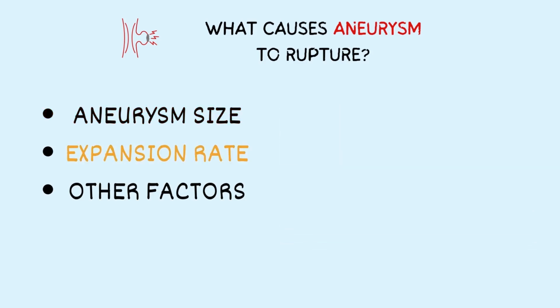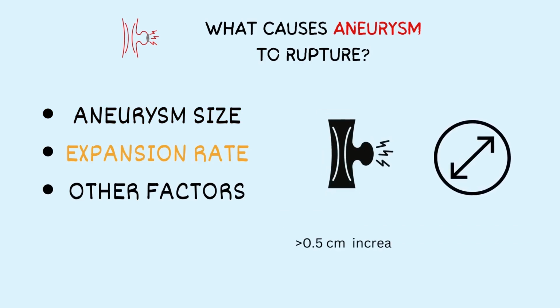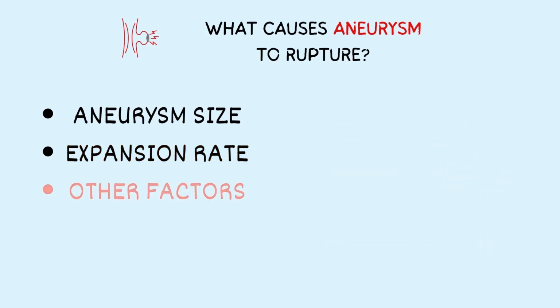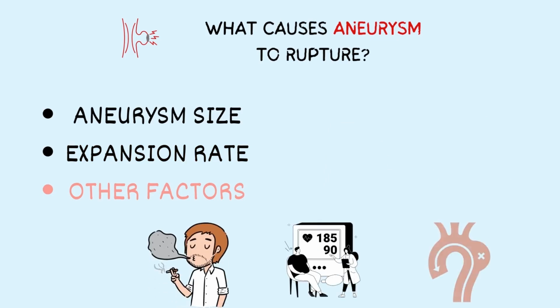Next, expansion rate. The expansion rate may also be an important determinant of the risk of rupture. A small abdominal aortic aneurysm that expands 0.5 centimeters or more over 6 months of follow-up is considered to be at high risk for rupture. Lastly, other factors with potential risk for rupture are smoking, uncontrolled hypertension, and increased wall stress.